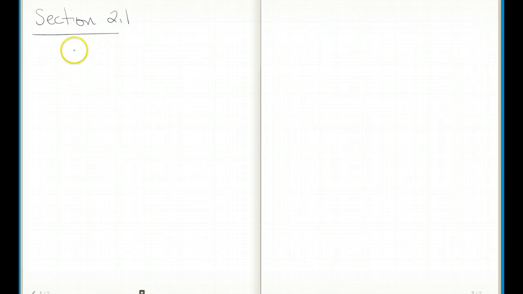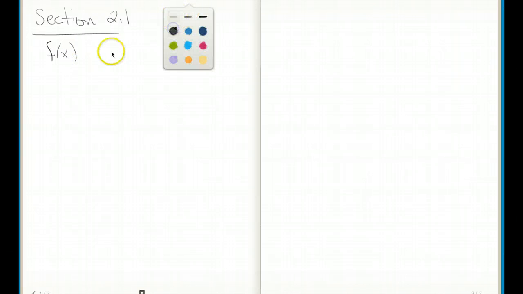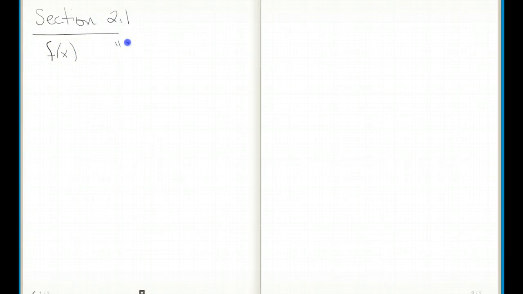In this video for section 2.1 we're going to continue our discussion with functions, and what I'd like to do first is to recall that we have this special notation, the f of x notation, to denote a function. We read this as f of x.